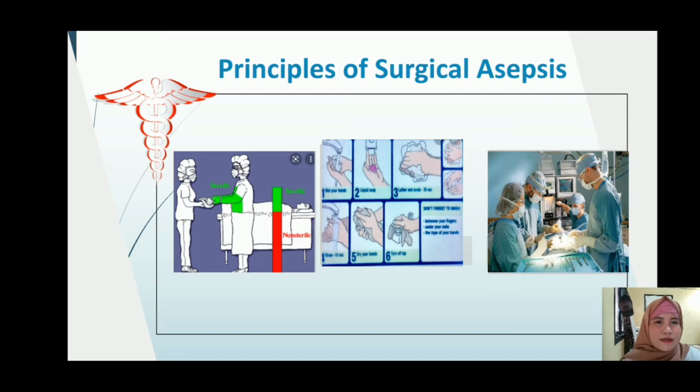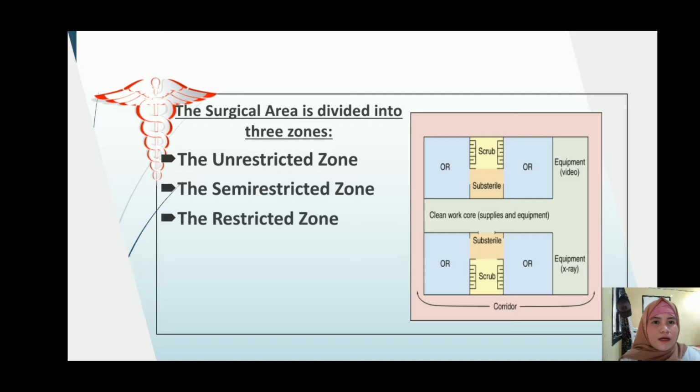So next, the surgical area is divided into three zones. The first is the unrestricted zone. The unrestricted zones are those in which personnel may wear street clothes, and the traffic is not limited. Second is the semi-restricted zone.